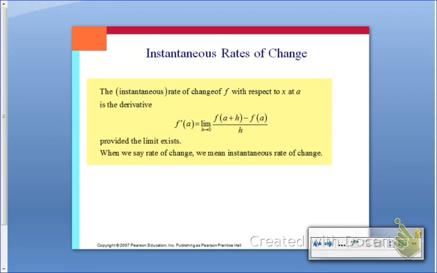Instantaneous rate of change. Notice that this is the same example and formula that we look at for derivative, because that is derivative. So derivative stands for instantaneous rate of change. In this case, we'll look at instantaneous velocity in our examples. It's the same formula that we use, so we call it the rate of change or instantaneous rate of change.